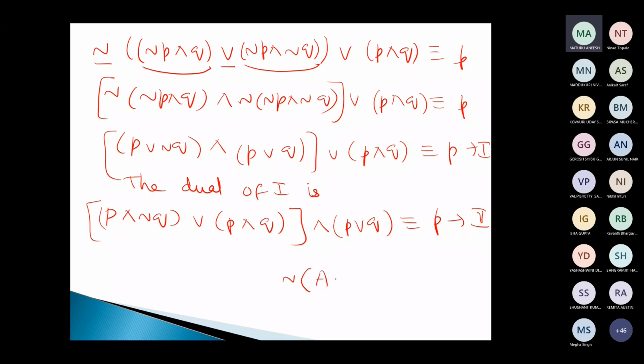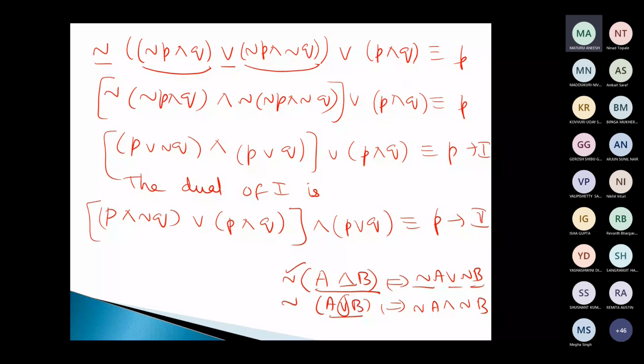Not of A and B becomes not A or not B. Similarly, not of A or B becomes not A and not B. Same De Morgan's law only. This is like (A intersection B) the whole dash is A dash union B dash, and likewise for A union B. Got it? Yes, ma'am.